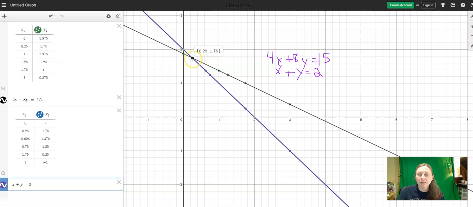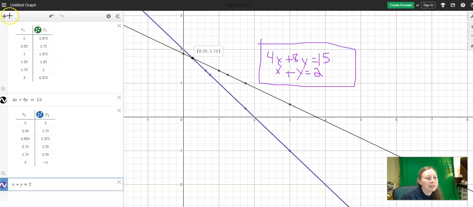And there's only one value that is on both lines at the same time in this situation. That is the solution to the system of equations. 0.25 and 1.75 is the only solution that matches both constraints at the same time. In the next part of the document, we're going to take a look at some other situations and try to figure out where the solutions to those are.